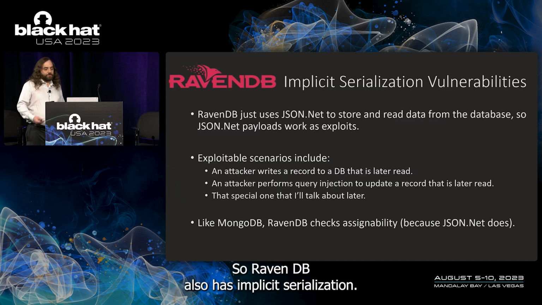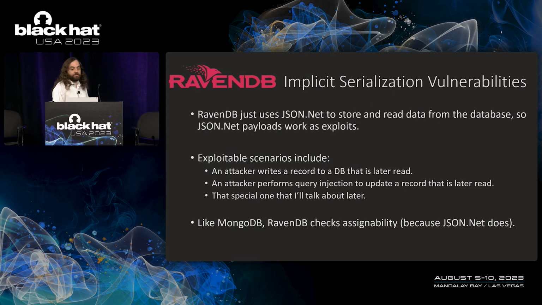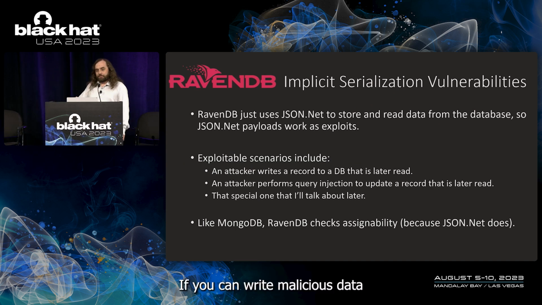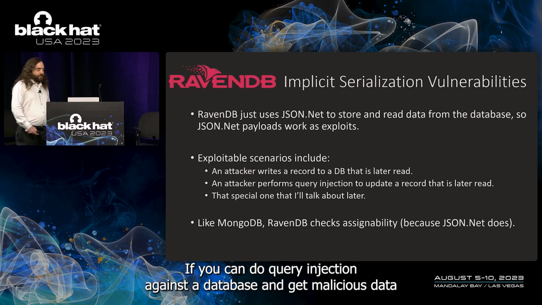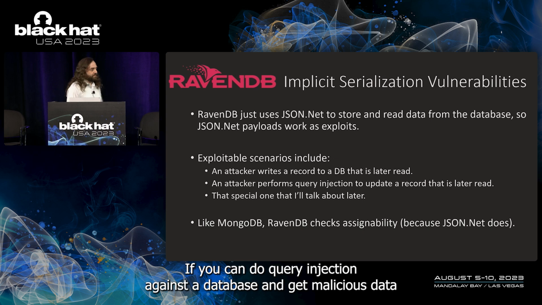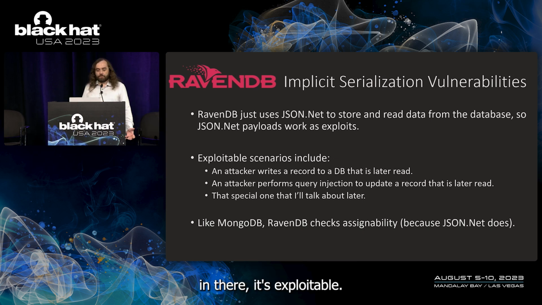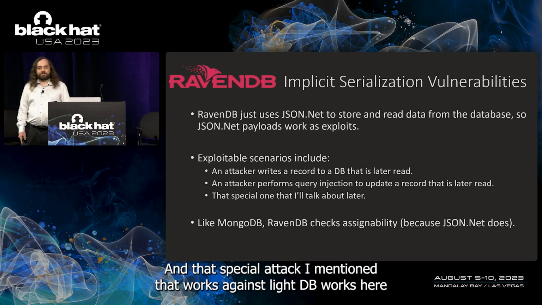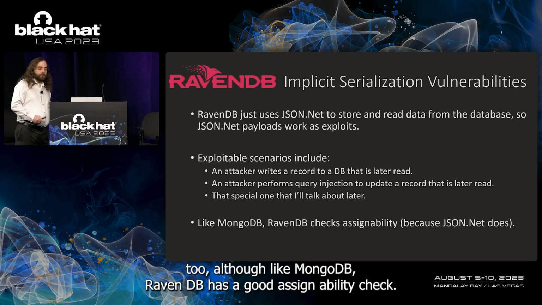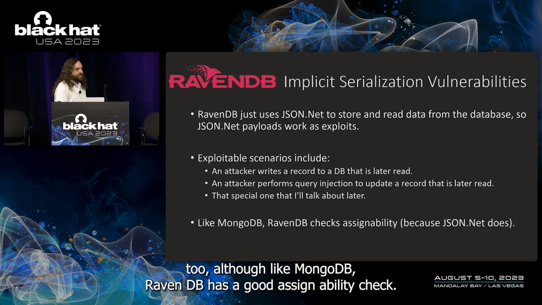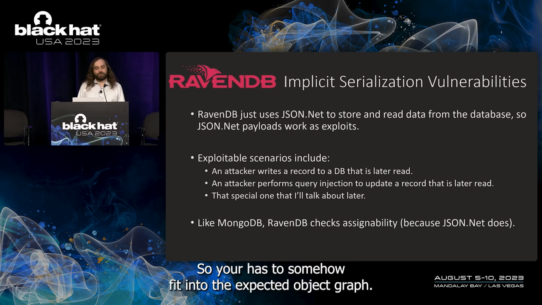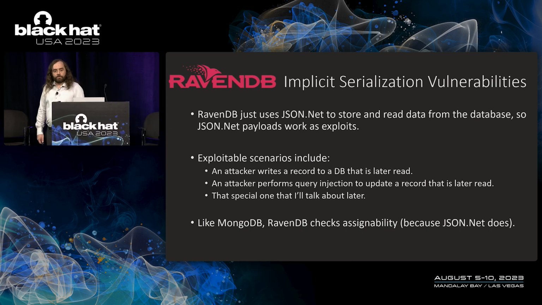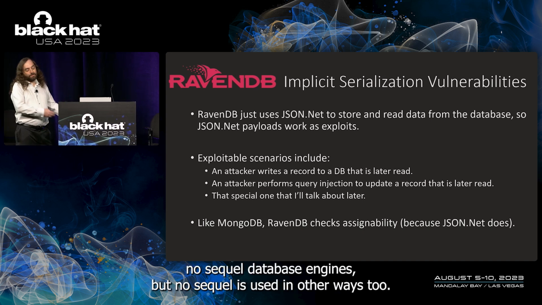So RavenDB also has implicit serialization issues. If you can write malicious data to the database that someone reads, that's exploitable. If you can do query injection against a database and get malicious data in there, it's exploitable. And that special attack I mentioned that works against LiteDB works here too. Although, like MongoDB, RavenDB has a good assignability check, so your exploit has to somehow fit into the expected object graph. So, OK, that's 3 NoSQL database engines, but NoSQL is used in other ways too.